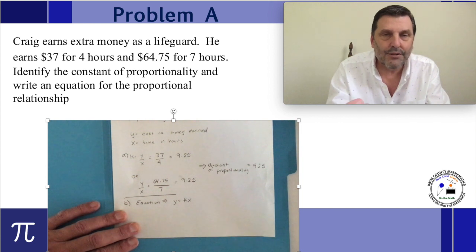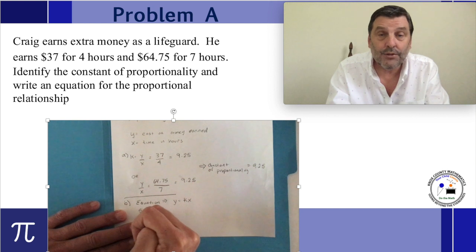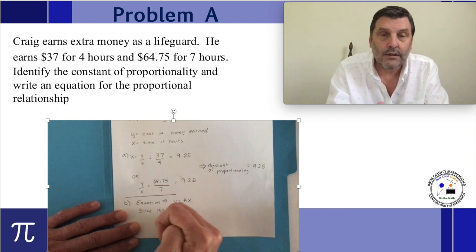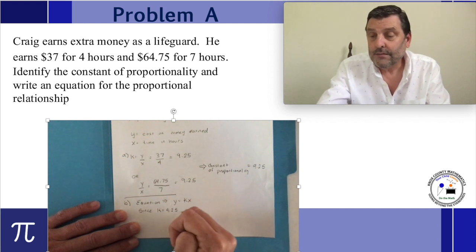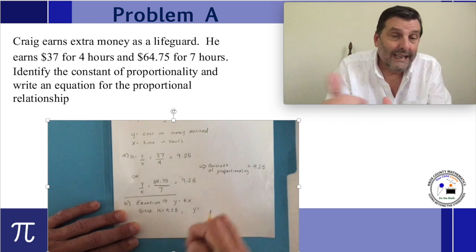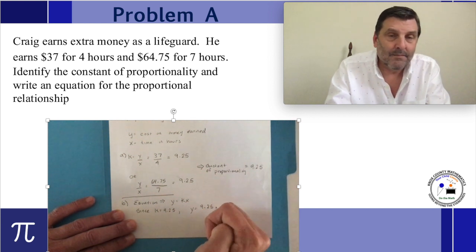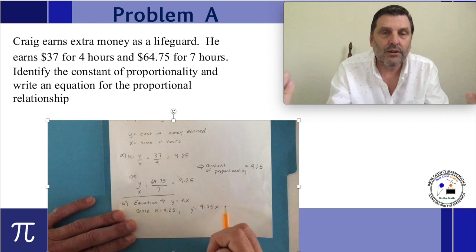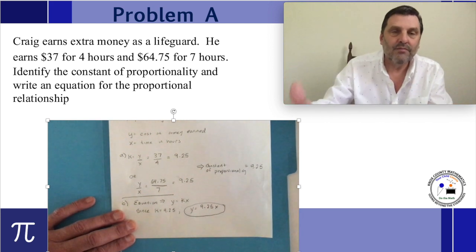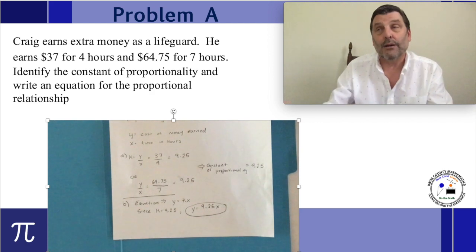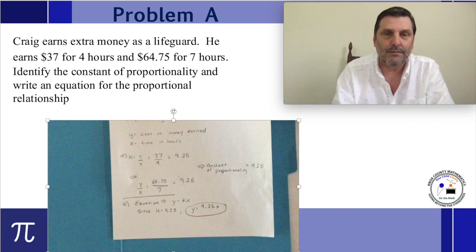This is what will allow us to find future values. In our previous part of this problem, K was 9 and 25 hundredths. So if that's the case, then quite simply our equation is just y equals, substitute 9.25 for K, 9.25x. There's our equation, which will allow us later on, if we said he works 10 hours, could I determine how much I'm going to make, or 12 hours. So an equation allows us to find future values. That's part A and part B.